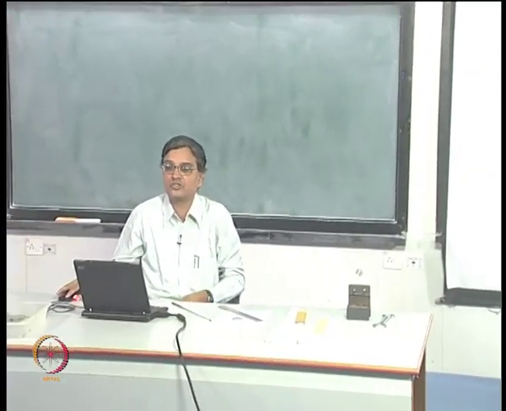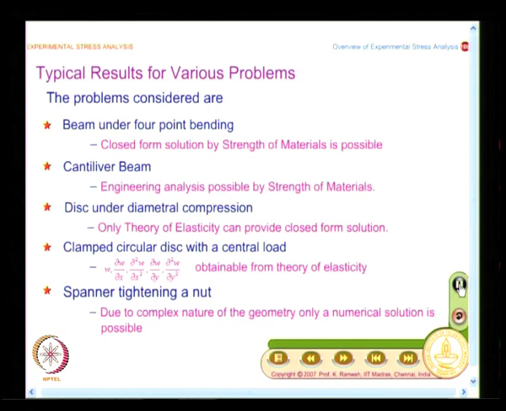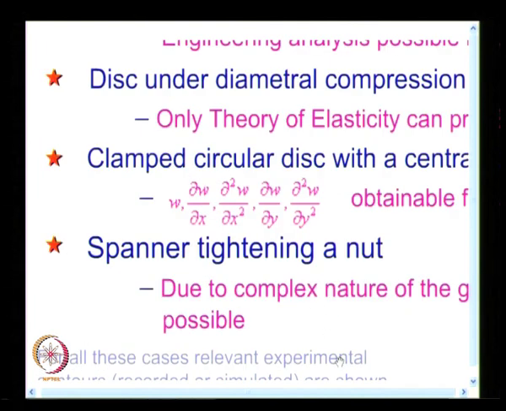And this solution is also very important for you to note down. Then I will have a clamped circular disc with a central load, and I will show this a little bigger. Here I can find W, the out-of-plane displacement; ∂W/∂x is slope, ∂²W/∂x² is curvature. Similarly, I have curvature in the other direction, ∂W/∂y and ∂²W/∂y².